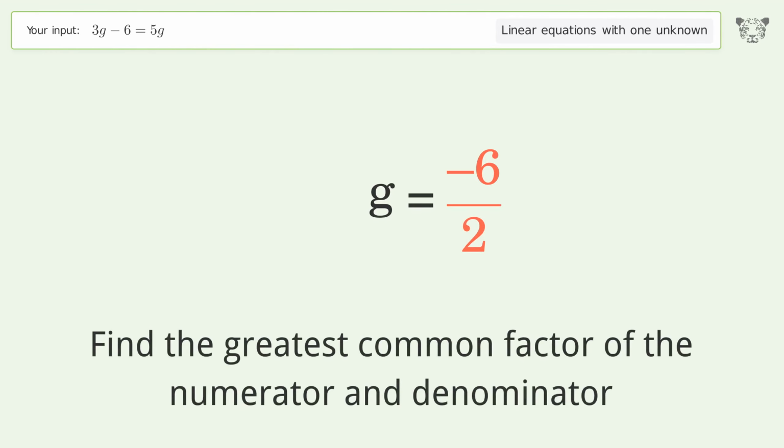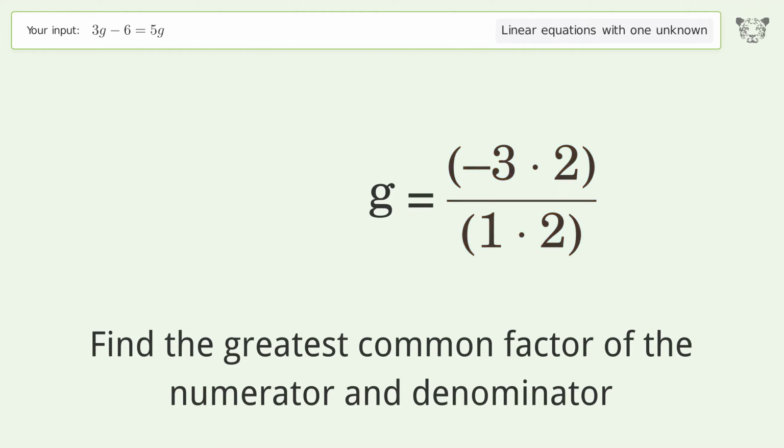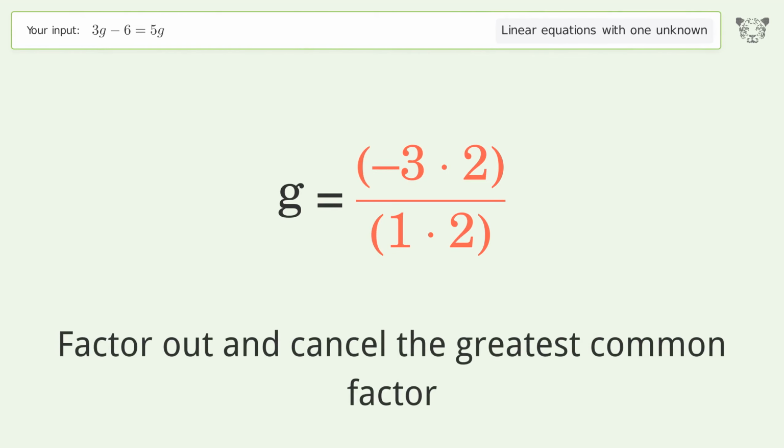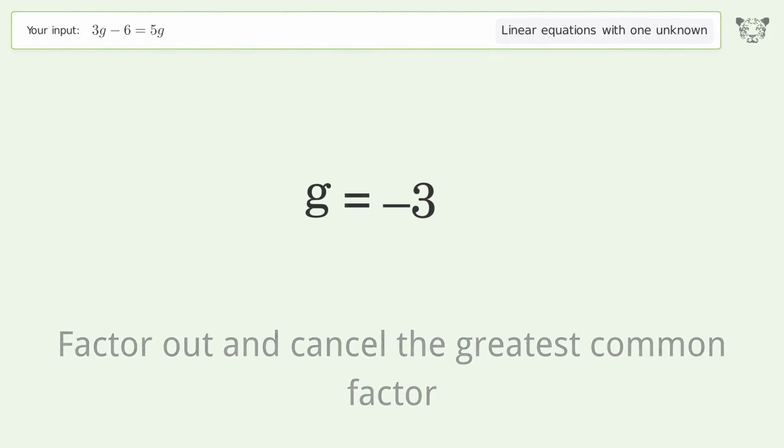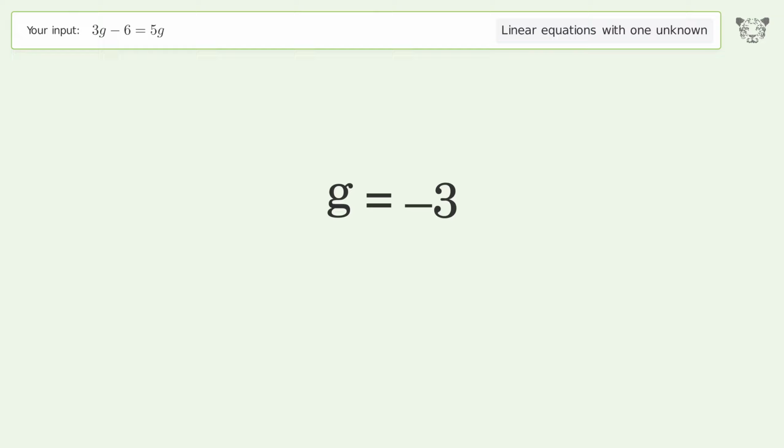Find the greatest common factor of the numerator and denominator. Factor out and cancel the greatest common factor. And so the final result is g equals -3.